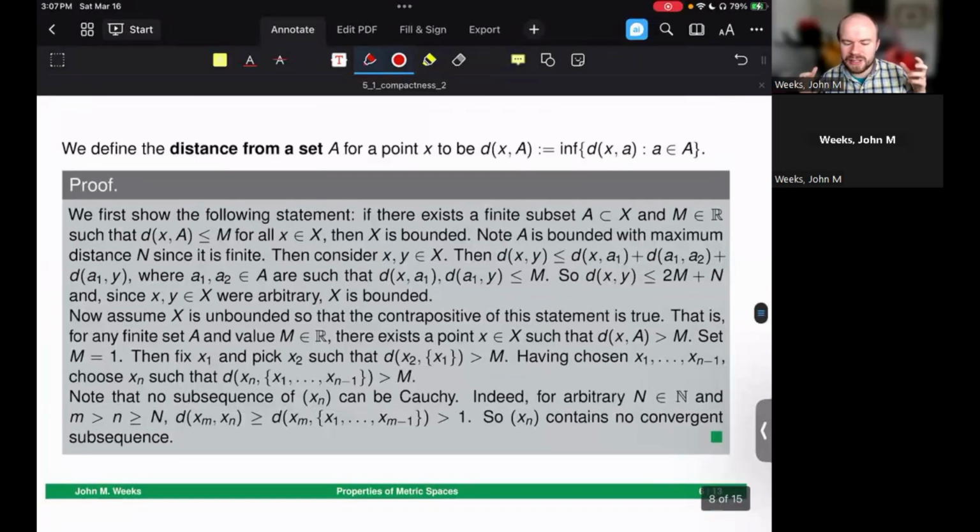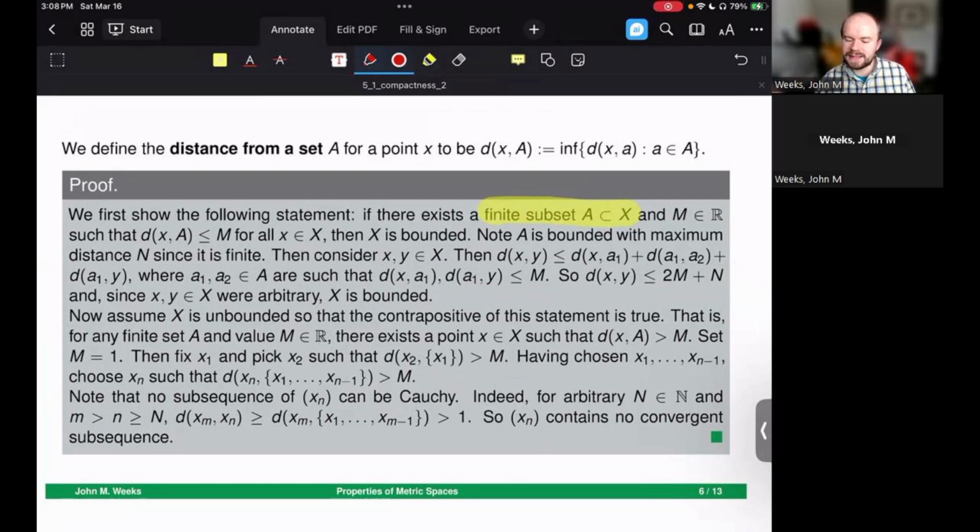So to do this, we're going to define the distance from a set A for a point x to be the distance from that point to the set A. That is the infimum of all possible distances between points inside of the set and the point x. The infimum, because this could be an infinite set, although for what we're going to need it for, we're going to be looking at finite sets. So first, we're going to show the following statement.